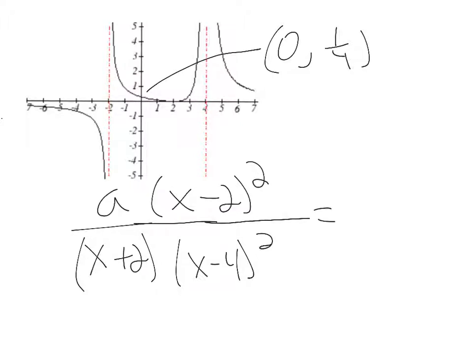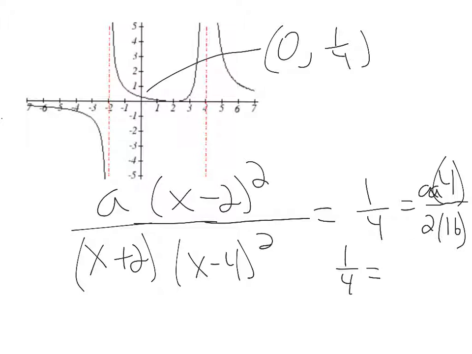So I know that if y is 1/4, x has to be equal to 0. So that's going to tell me, remember I'm substituting in 0 here, so negative 2 squared is 4. And there's an a going on here. A times 4. And then in the denominator I'm going to get 2, and then negative 4 squared is 16. So 1 over 4 equals, we're going to do that same simplification I did earlier. That's going to become 4, so it becomes a over 8.